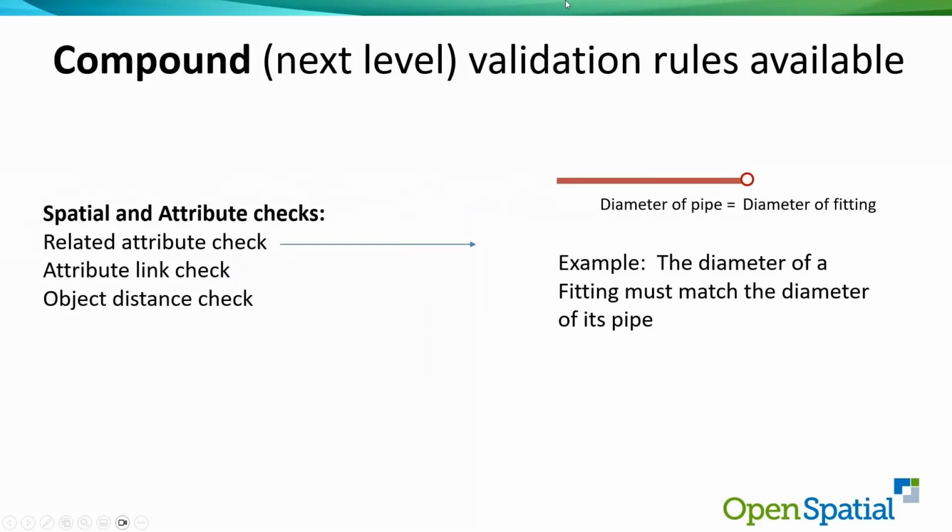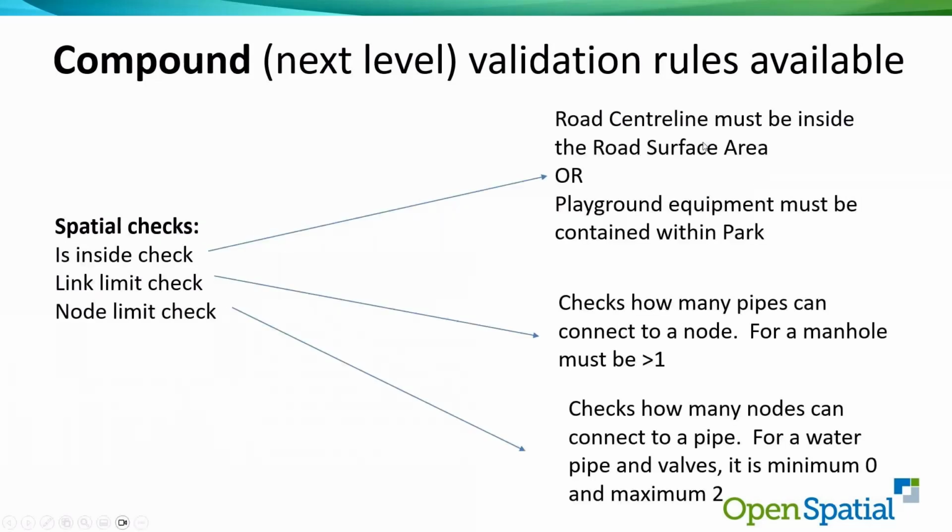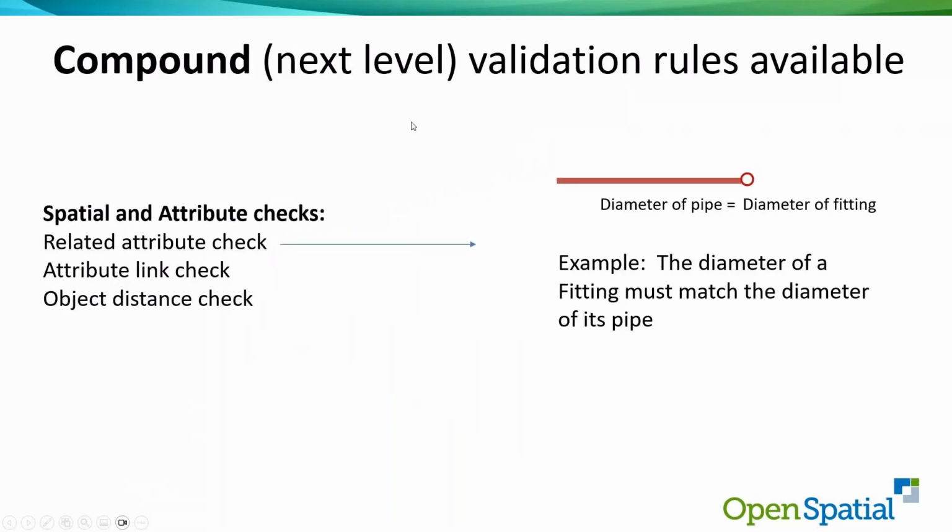One of the other things is spatial and attribute checks. One of those is the road center line. Both the road surface and the road center line contain the road name attribute, or the street name attribute. So you can say this pavement must have a road center line in it, and the street names must correspond. That's one of the more compound checks that you can do.